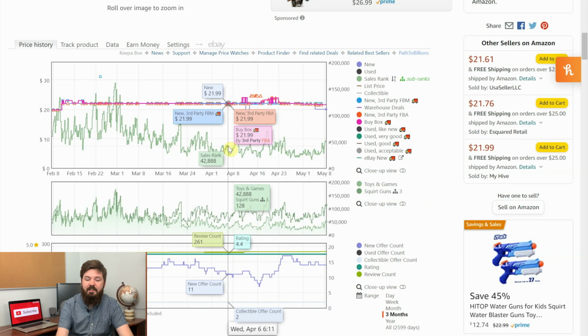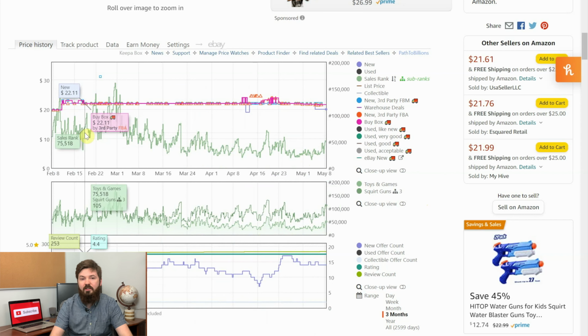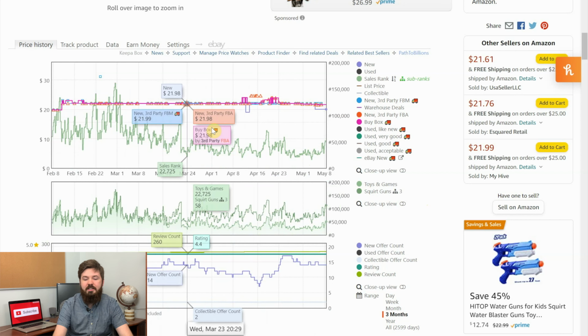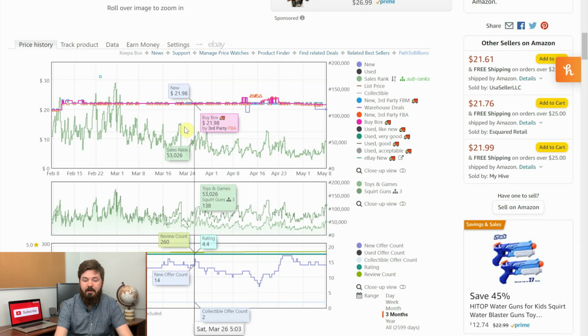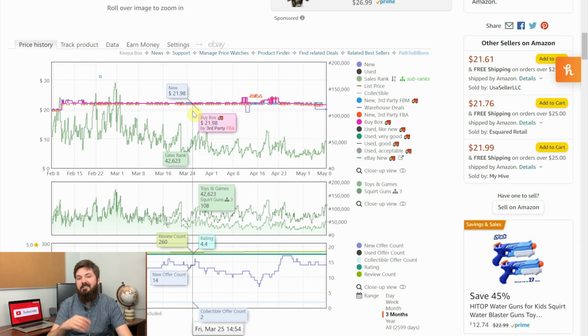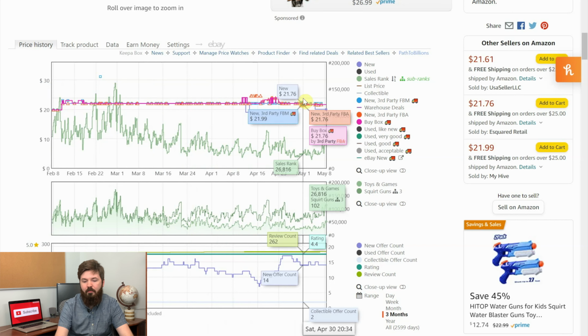This green line here is called the sales rank. The lower the sales rank, the more sales it gets per month. Since this is a Super Soaker, you can see it's a seasonal product. So back in February, the sales rank was a little bit higher. And then as the nicer weather came, the sales rank started going down. This other line you see up here is the price. And you can see how consistent this price has been for the past 3 months. It was at $21.99 back in February, and then over here it's right around $21.99 as well.